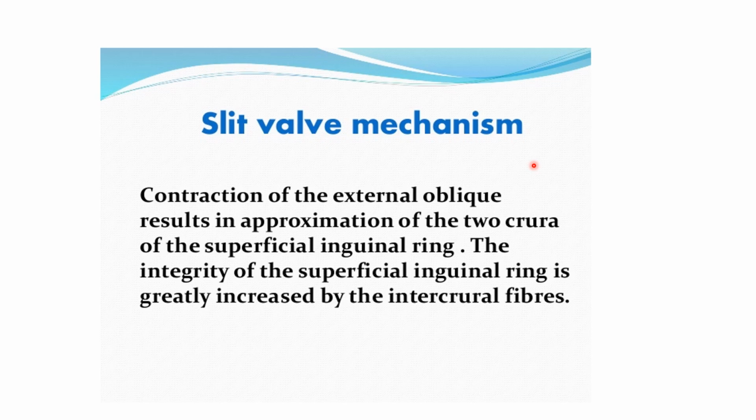Beyond the apex, the two crura were joined together by intercrural fibers. So what happens when the external oblique muscle contracts? The two crura of the superficial inguinal ring come close to each other, they get approximated, thus closing the superficial inguinal ring. This mechanism is known as the slit valve mechanism, that is, the closure of the superficial inguinal ring like a slit by the contraction of the external oblique muscle and due to the approximation of the two crura.